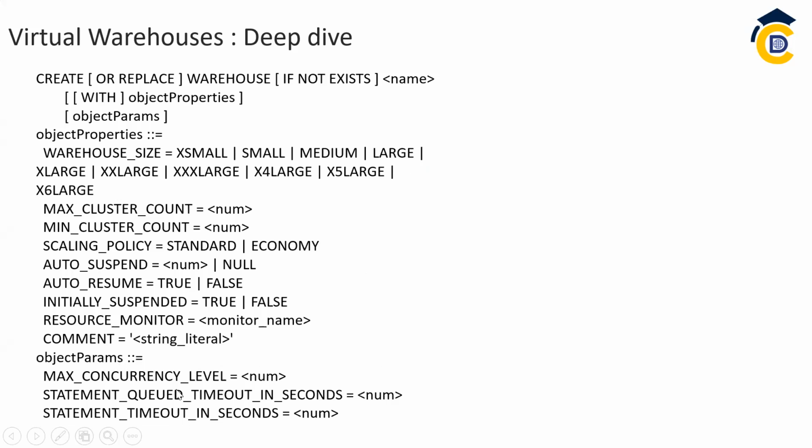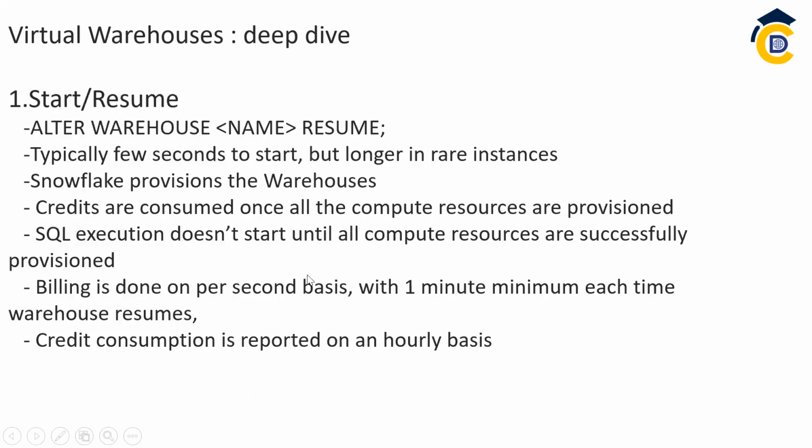There are some other options like max concurrency level, which is the concurrency level for queuing up the queries, up to how much you want to queue. I have not used these three parameters at all. Then STATEMENT_QUEUED_TIMEOUT_IN_SECONDS: once your query is sitting in the queue and is still not given warehouse resources, it will time out in so many seconds. And if a statement is running for a long time on your virtual warehouse, you can set up to what limit you want it to run before timing out. That is STATEMENT_TIMEOUT_IN_SECONDS. So this is for statements, and the other is for queued statements or queued queries. You can create your virtual warehouse using this syntax.